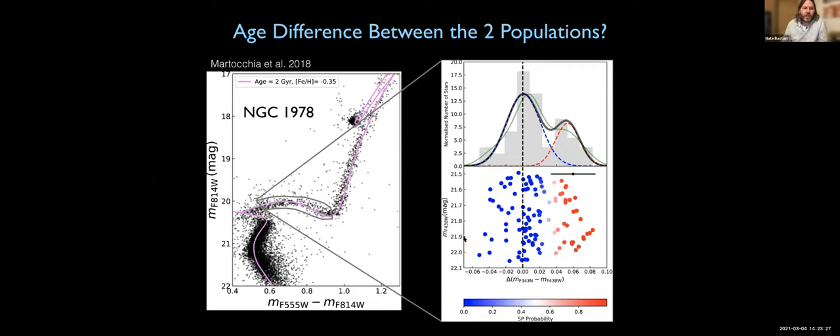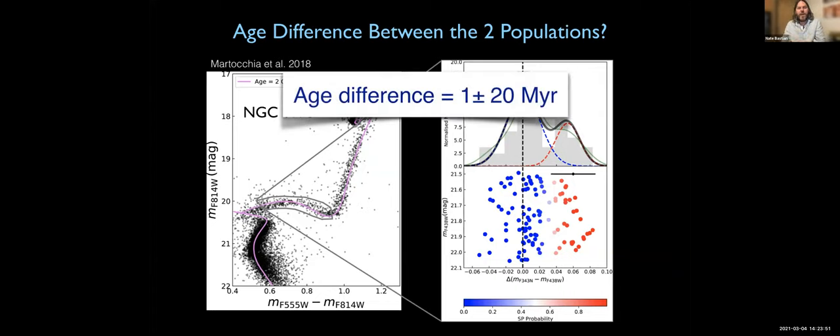So what Silvia Martocchia and collaborators were able to do is separate out the populations based on UV photometry and put them back into an optical CMD. What you expect to see is that one population should lie above the other population. And what they found is in fact that they were totally on top of each other, completely consistent with having the same age. So if you do a full Bayesian analysis, what they found was that the age difference was 1 ± 20 million years. So this is about a factor of 10 better than what we can do in the ancient globular clusters, because this cluster itself is about a factor of 10 younger than the ancient globular clusters. So it's just a manifestation of that.